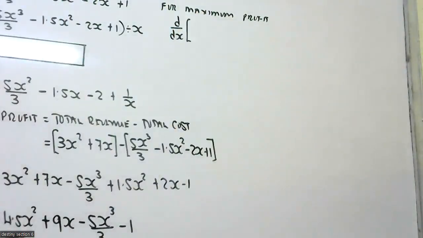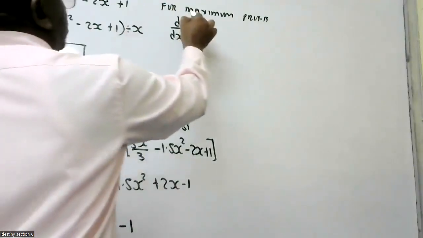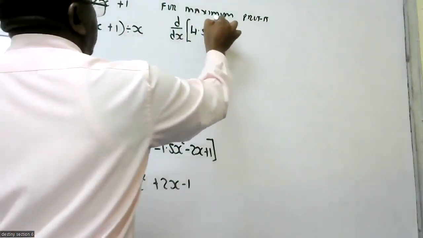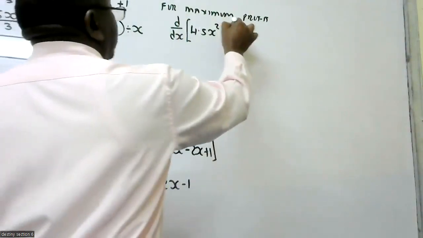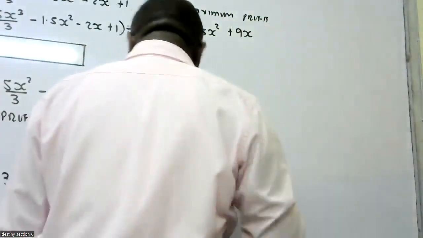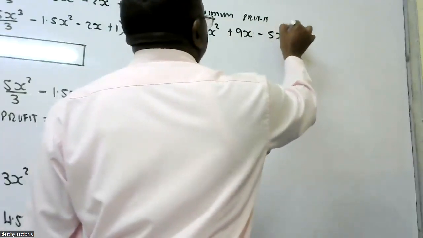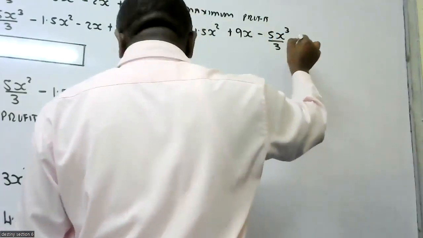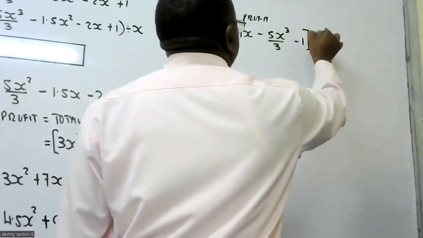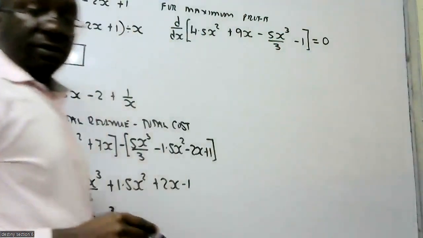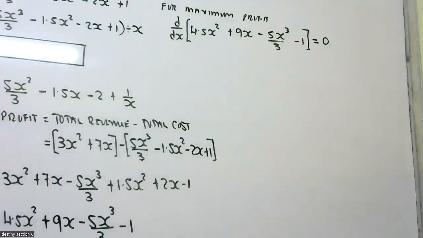This function here, 4.5x squared plus 9x minus 5x cubed out of 3 minus 1, you differentiate with respect to x, and you say it is equal to 0.